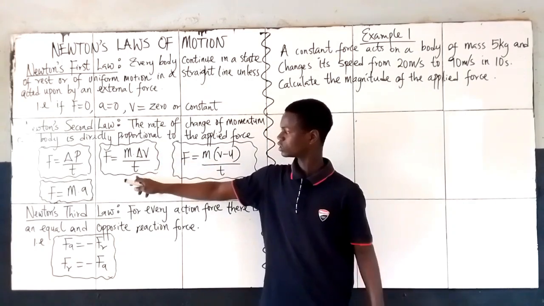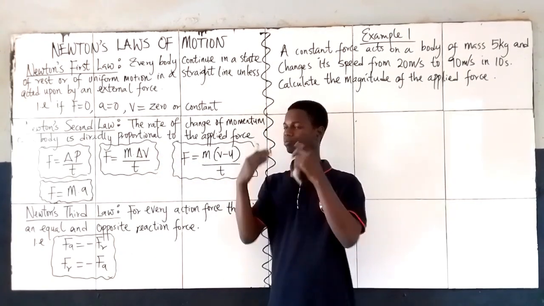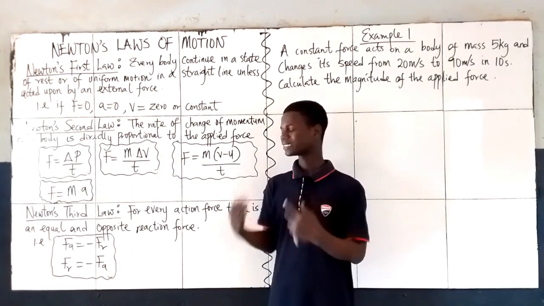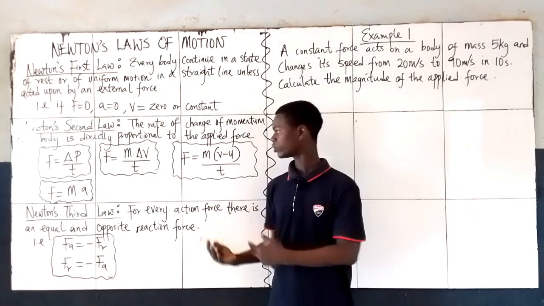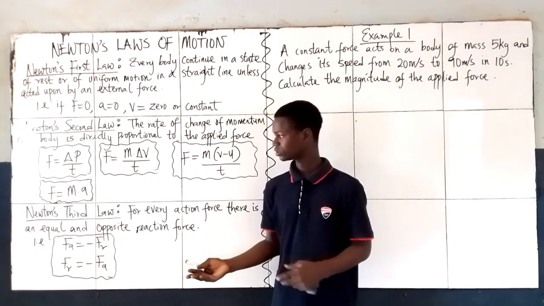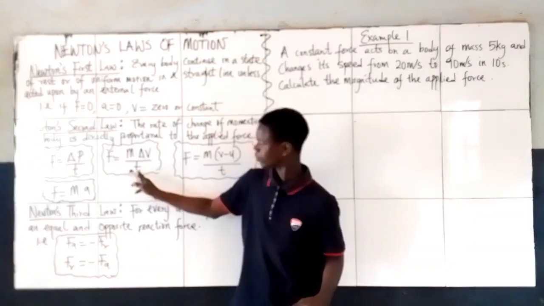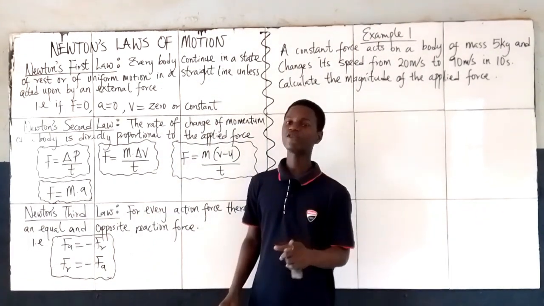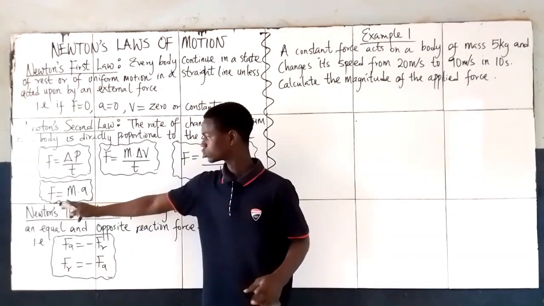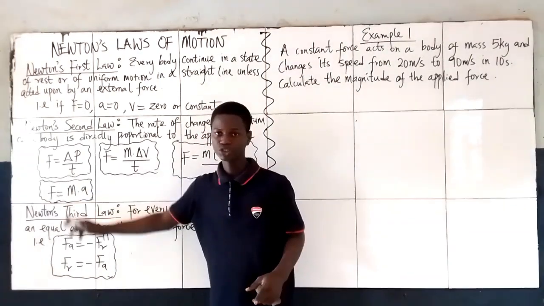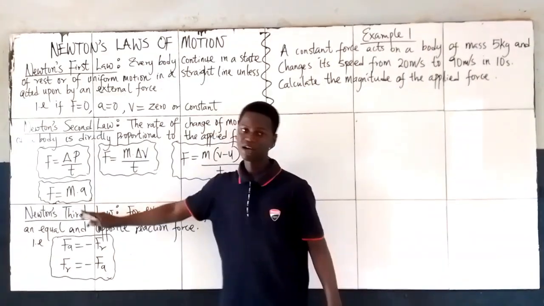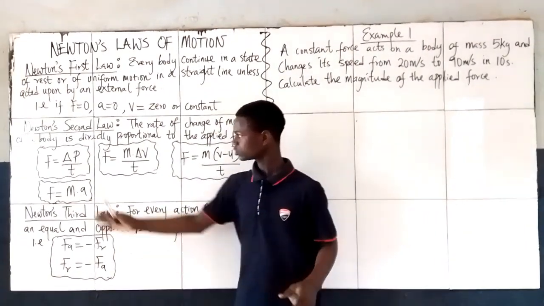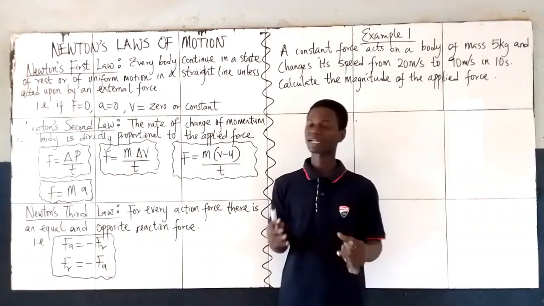Now observe something here. This is change in velocity over time, and we know from our basic knowledge in physics that acceleration is the rate of change in velocity. So this change in velocity over t can be replaced by a. So a new formula for force is now force is equal to mass times acceleration. And this is the standard formula for finding force. So take note of all these different formulas outlined here.